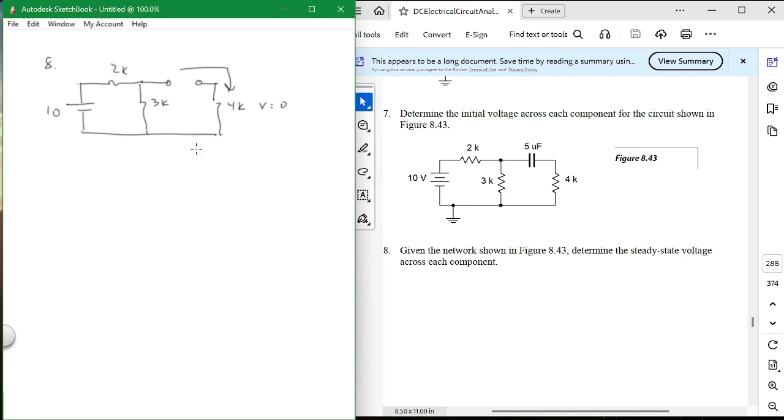All right, so what is the voltage now? You can look very easily and say what the voltage is across the 2K. What's the voltage across the 2K, just by looking at it? What is it? There'd be 4 volts, right?